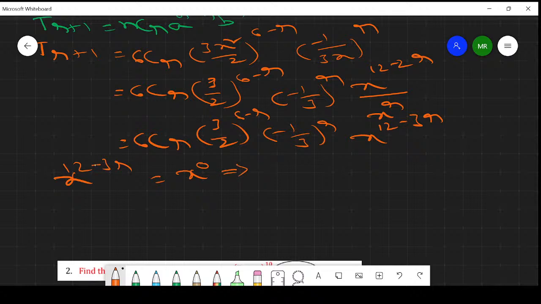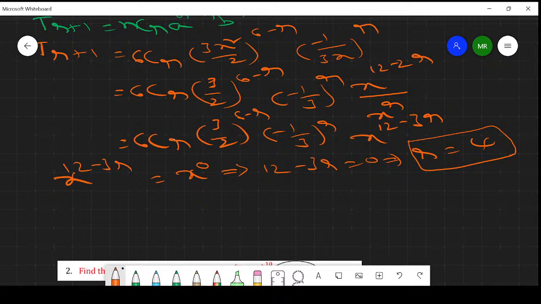Now it implies, since the bases are equal, compare the exponents: 12 minus 3r equal to 0. Then you will get r equal to 4. Correct? 3r is equal to 12, r is equal to 4. We got r value 4.